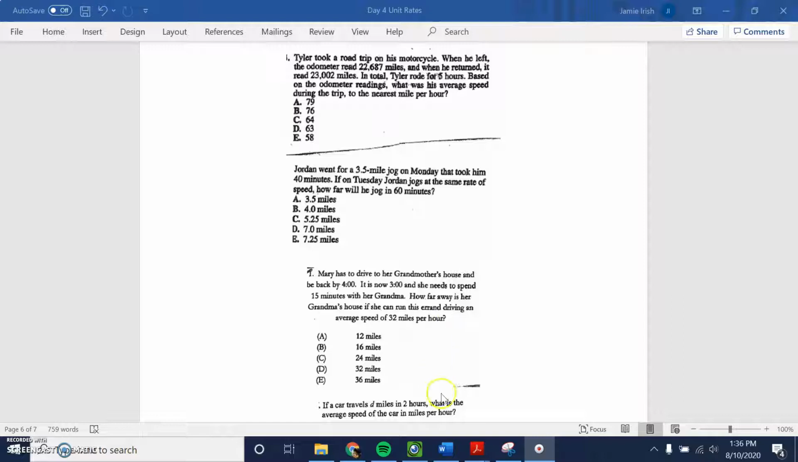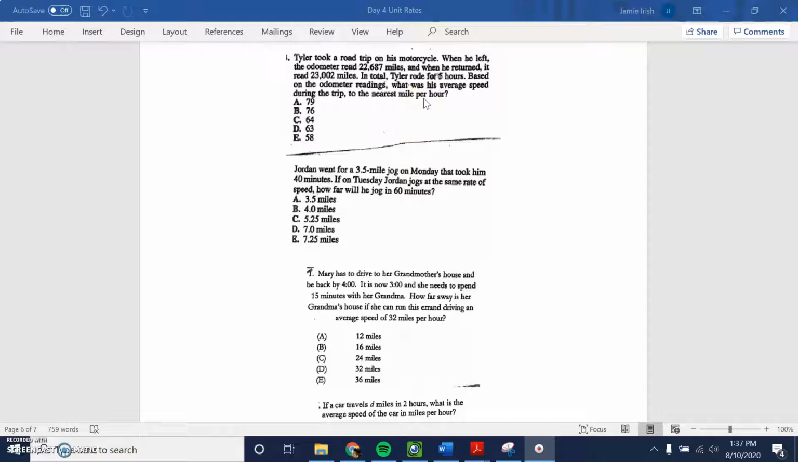All right, let's see what we got. Okay, follow along as I read. Tyler took a road trip on his motorcycle. When he left, the odometer. Odometer is the thing on the car that tells you how many miles you've driven in the history of the car once the car was made. So it read 22,687 miles, and when he returned, it read 23,002 miles. So it started here, ended here. So if I subtract those, it's going to tell me the total miles that Tyler went. In total, Tyler rode for 5 hours. Based on the odometer readings, what was his average speed in miles per hour?